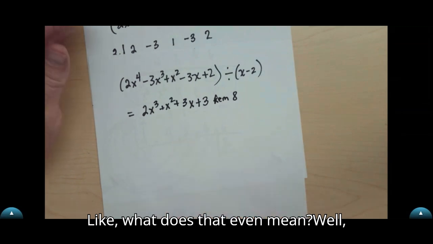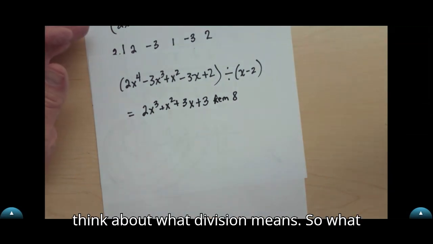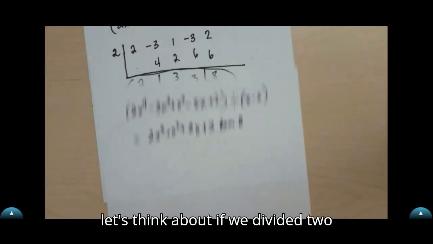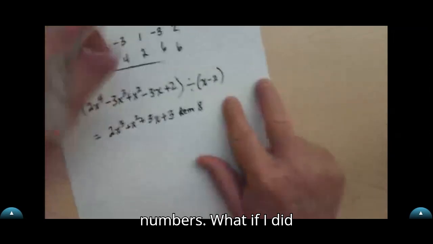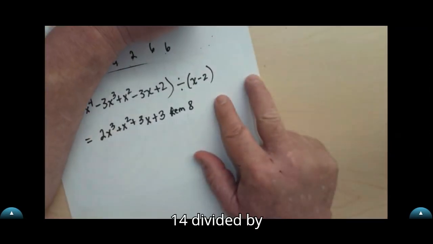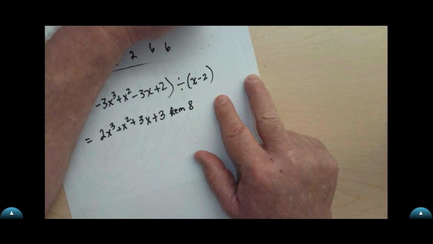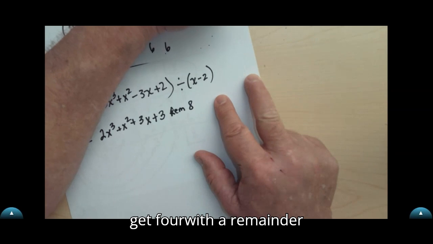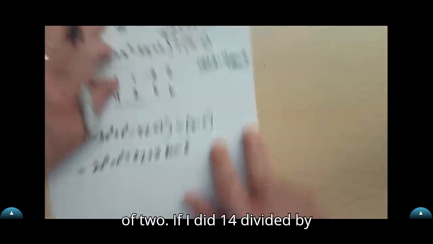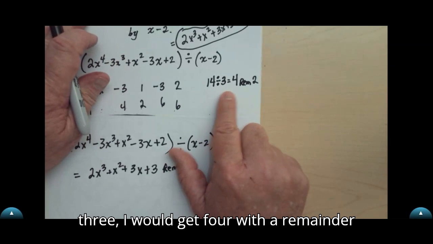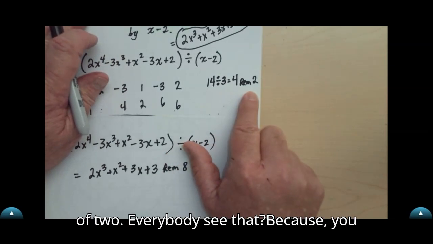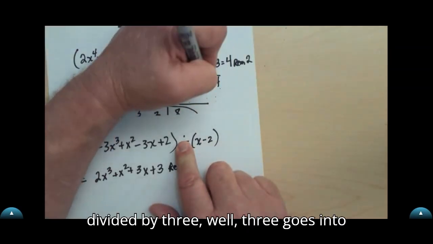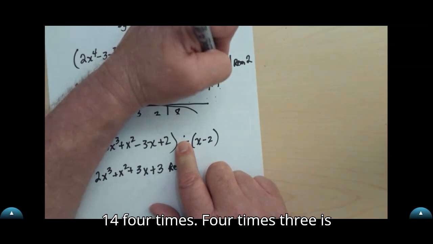Like, what does that even mean? Well, think about what division means. Let's think about if we divided two numbers. What if I did 14 divided by 3? Do you agree that I would get 4 with a remainder of 2? If I did 14 divided by 3, I would get 4 with a remainder of 2. Everybody see that? Because if I did the long division, 14 divided by 3, well, 3 goes into 14 4 times.